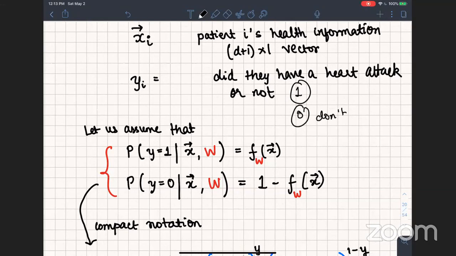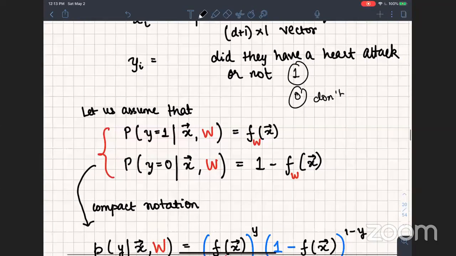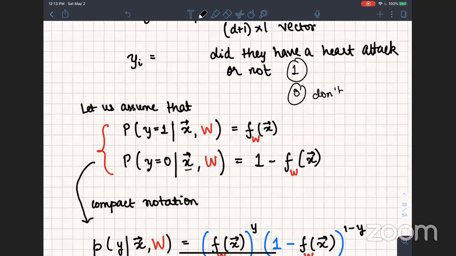So the probability that a person has a heart attack given their record and parameter W is defined as this map, right? And the probability that they do not have a heart attack, or it belongs to class Y equal to 0, given the patient record and the parameter W of the model, is 1 minus f, right? This is for a binary classification, because there are only two categories, so for us it is easier to write it as 1 minus f.